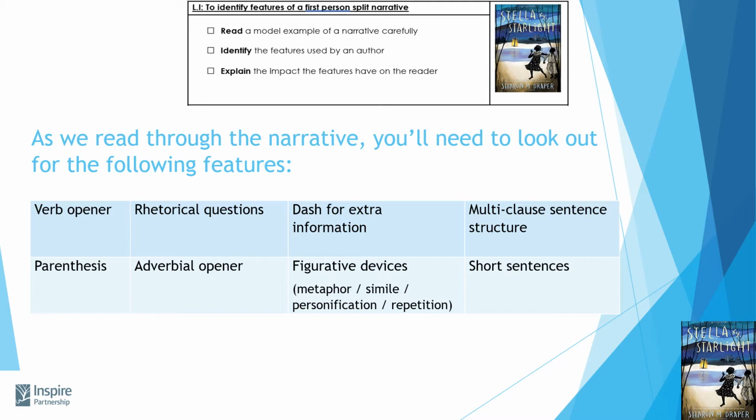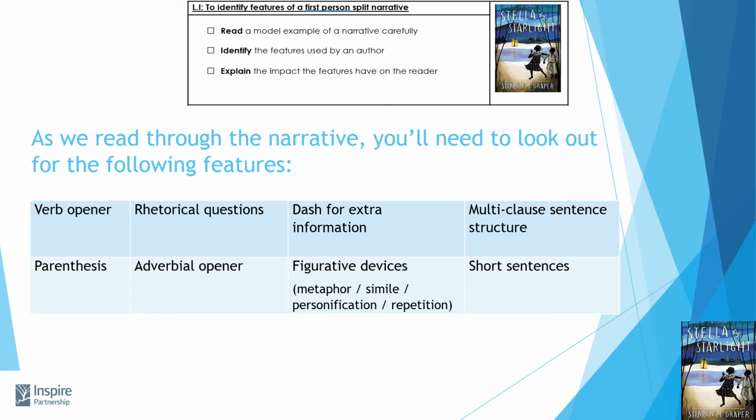As we read through the narratives, you're going to need to think about the following features. On Google Classrooms, there is a document that has been provided for you, so you can list examples of the sentences in that document. But if you haven't got access to Google Classrooms yet, you can make a list of these headings on a piece of paper or type them up in a document on your laptop. And you can just give examples of these individual things as we find them in the text.